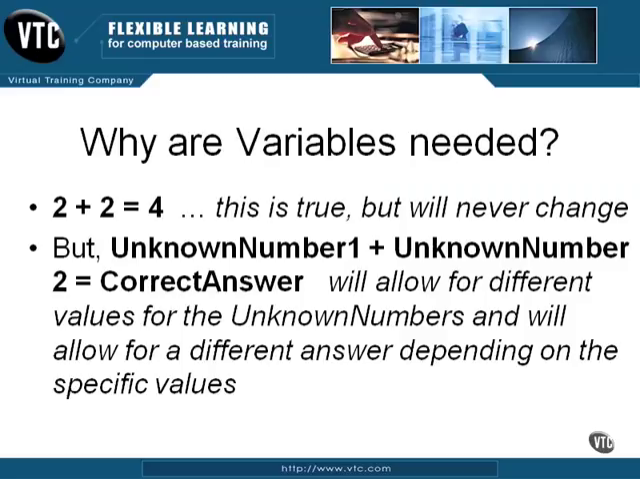For example, 2 plus 2 equals 4. This is true, but it will never change. That is, the number 2 is always the number 2. So therefore, 2 plus 2 equals 4 only works for that set of circumstances. But if you consider unknown number 1 plus unknown number 2 equals the correct answer, if we can set that up in an algorithm, then this will allow for different values for those unknown numbers and will allow for a different answer depending on the specific values.